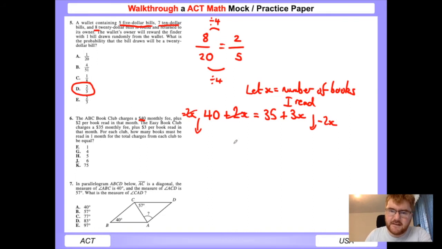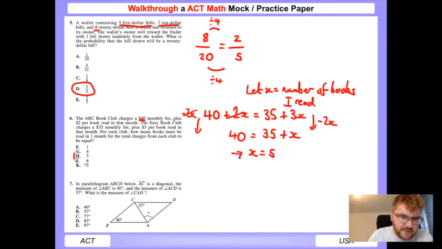Get some nice cancelling. We're left then with 40 equals 35 stays as it is, 3x minus 2x is equal to x. I think at this point here we can see then 35 plus something is 40. x must be equal to 5, which is our answer H here.